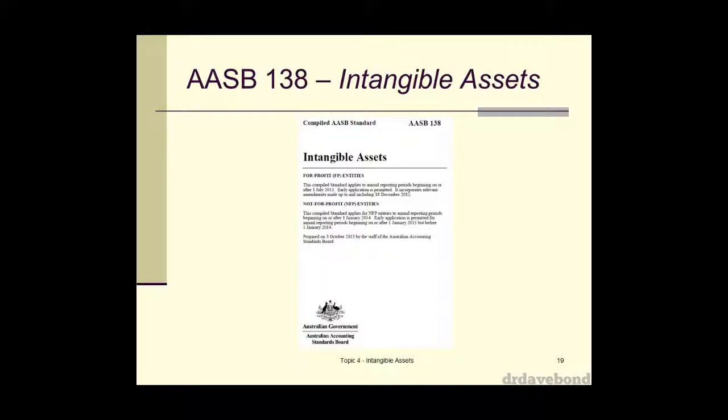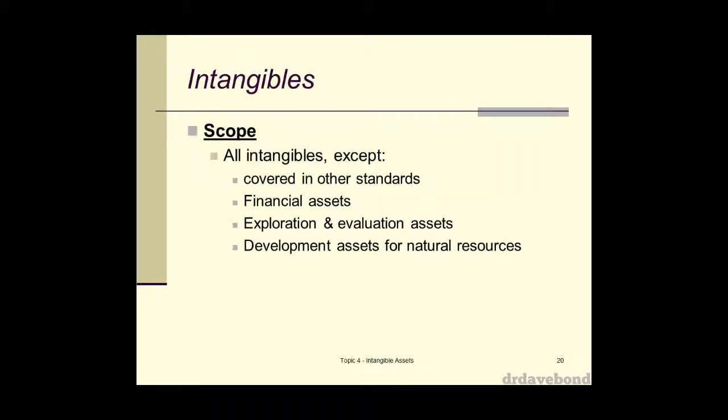So 138, intangible assets. It covers all intangible assets except things in other standards. So financial assets, exploration and evaluation assets, development assets for natural resources. So again, scoping out becomes important.